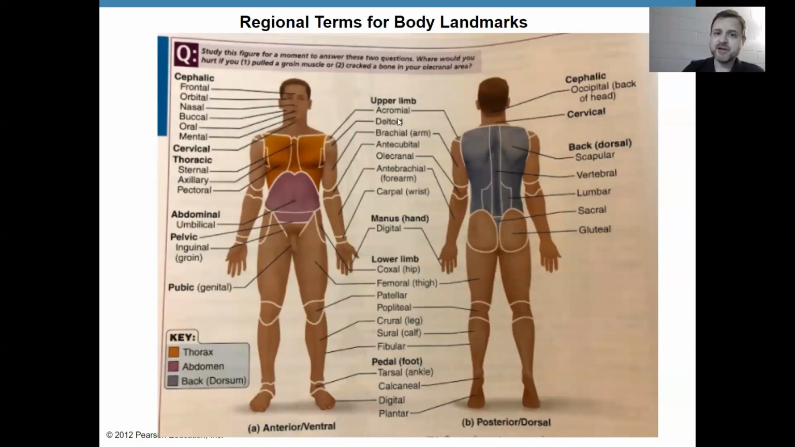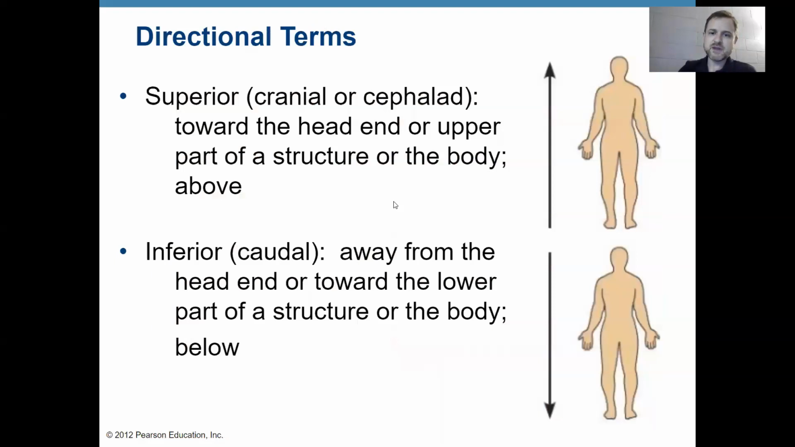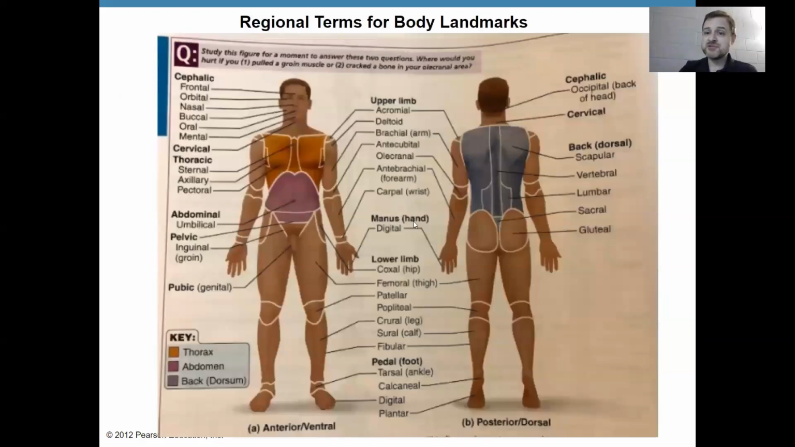All right. For your upper limb, the acromial would be like the flare of your shoulder. You can feel what that bony projection is. Your deltoid is your upper arm. This muscle here is called the deltoid muscle. Brachial is your upper arm. Antecubital would be the opposite of your elbow, I guess your inner elbow. Carpal is your wrist. Manus refers to your hand, and digital refers to your fingers.